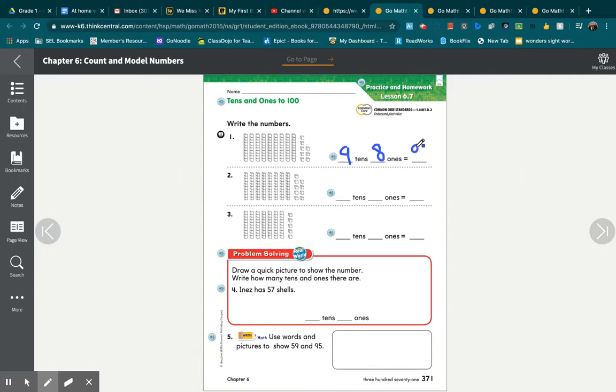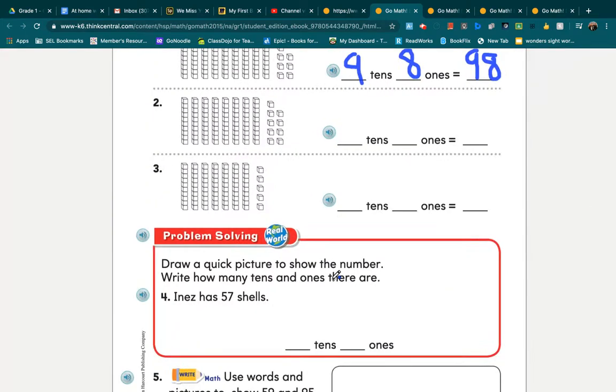Remember, when we write this number, the first digit, the 9, shows you how many 10s the number has, and the second digit, this 8, shows you how many 1s the number has. So I'm going to let you try 2 and 3 on your own because it is the same as this.